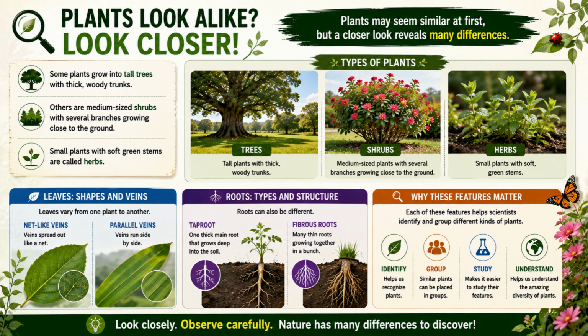Roots can also be different. Some plants have one thick main root called a taproot, while others have many thin roots growing together in a bunch, known as fibrous roots. Each of these features helps scientists identify and group different kinds of plants.